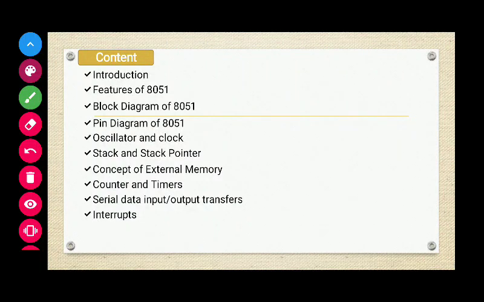Good evening, friends. Today we are going to start the second unit, that is the architecture of the 8051 microcontroller. This unit consists of introduction, then features of 8051, then block diagram of 8051, followed by pin diagram of 8051, oscillator and clock, then stack pointer, then followed by the concept of external memory, counters and timers, serial data output transfers, and interrupts.